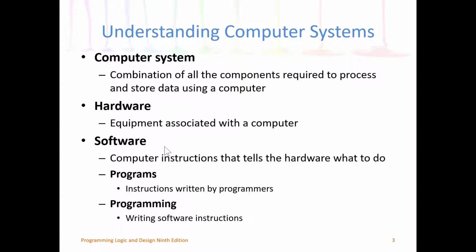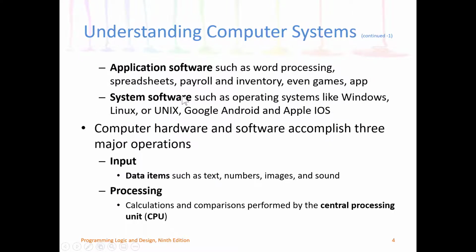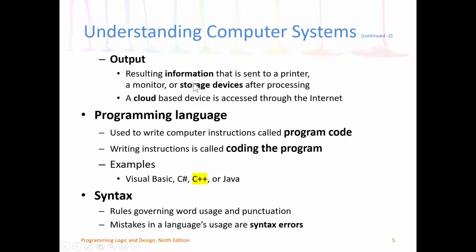So what are the parts of a computer? Computer system is everything, right? Hardware is the parts of the computer. The software is broken into the programs we use and the operating system. Application software is why we buy the computer. The system software is what runs the computer. Now, what does a computer do? It does input, taking in data: numbers, mouse movements, keyboard, camera. It processes it, calculates, and then output. So input, process, output.